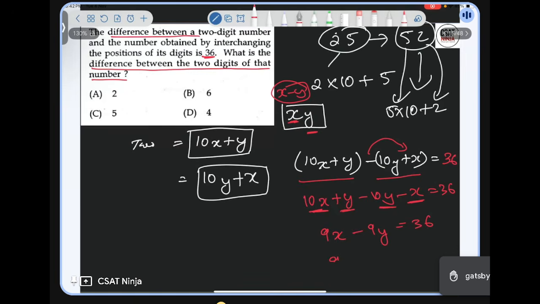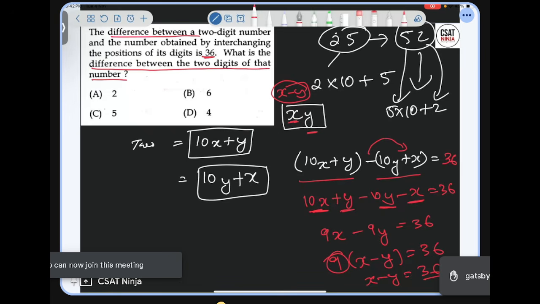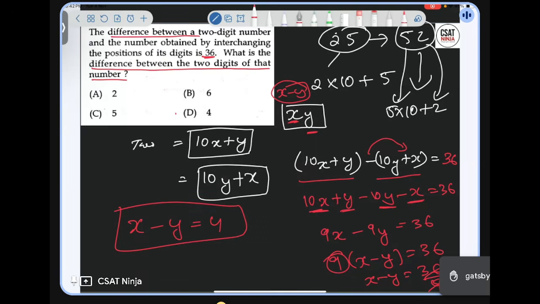So I can take 9 common out. 9 times (x minus y) is equal to 36. If I transfer this 9 to the other side, where will it be? It will go down into the denominator, which is 9. 36 divided by 9, so we are getting x minus y is nothing but 4. So the answer is 4, which is option D.